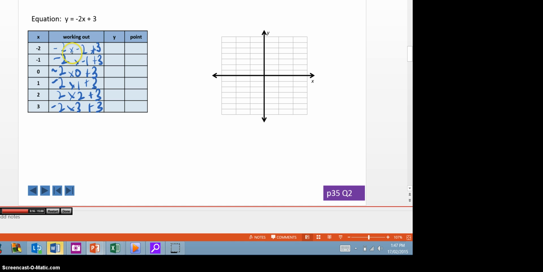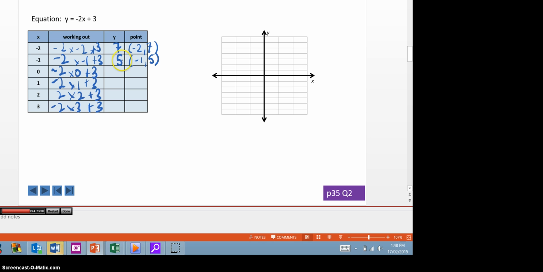Negative times a negative makes a positive. 2 times 2 is 4, and 4 plus 3 makes 7. So our coordinate is -2, 7. The next one, -2 times -1 makes 2. 2 plus 3 makes 5. And then the coordinate point is such.